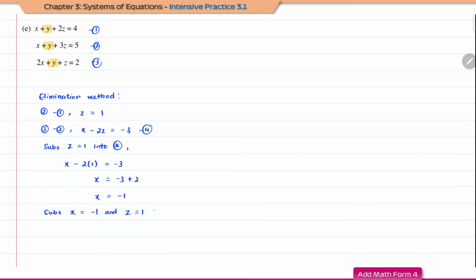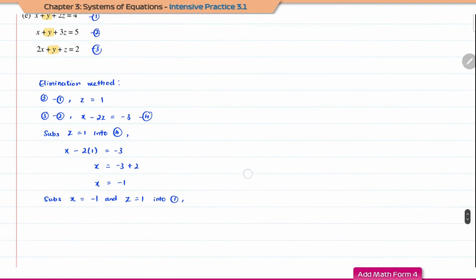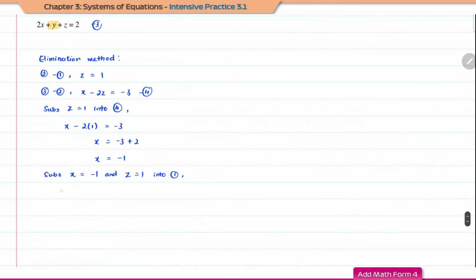In this case, I'm just going to substitute it into equation number 1. So you have x plus y plus 2z equal to 4. So the x is negative 1 plus y plus 2z equal to 4. So y will equal to 4 plus 1 and then minus 2. So you have 5 minus 2, so y is equal to 3.